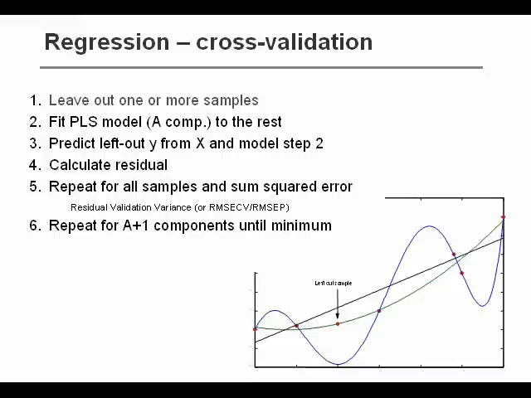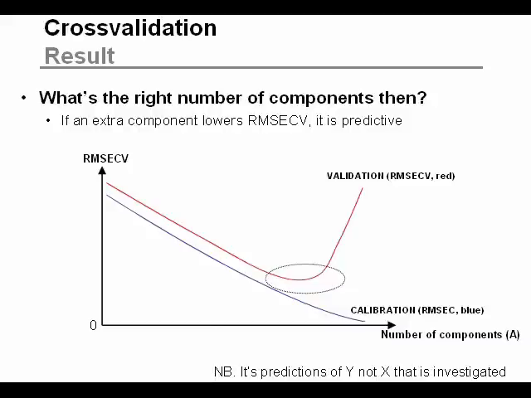And we repeat that for many numbers of components, and the number of components that will give us a minimum error, that's the model to choose. When we have performed the cross-validation, we can get a plot as the one shown here. Here we see the root mean square error of cross-validation and the root mean square error of calibration as a function of the number of components.